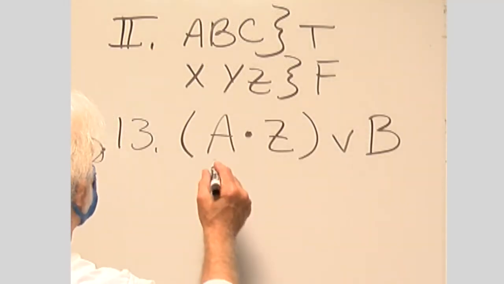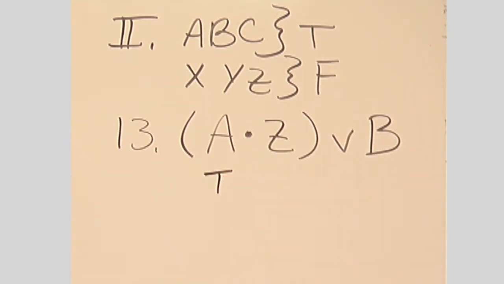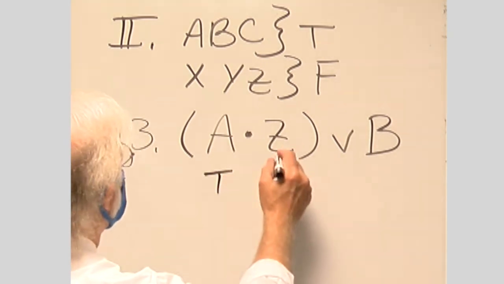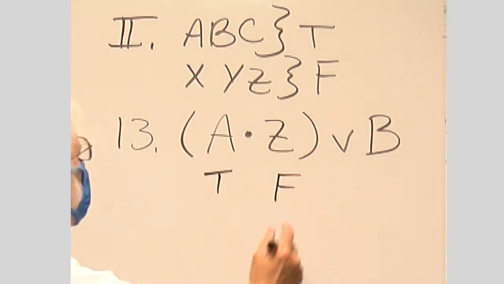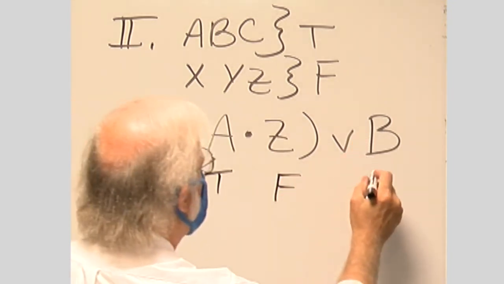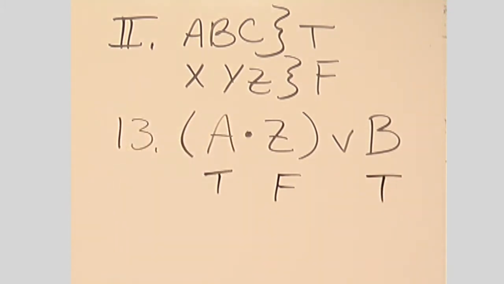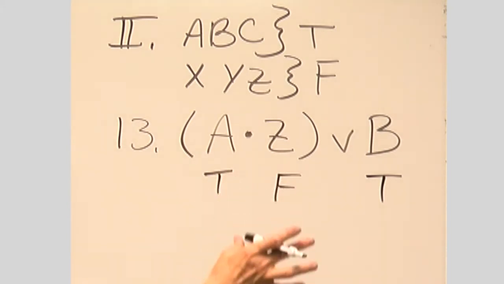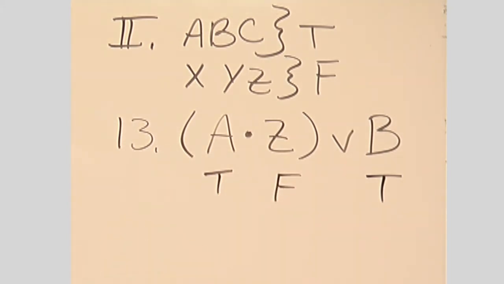Looking here, we know that A is true, so I put a T under it. We know that Z is false, so I put an F under it. We know that this B over here is true, so I could go over and put a T under it. Now go over here inside of the parens and work out. Always go inside and work out.